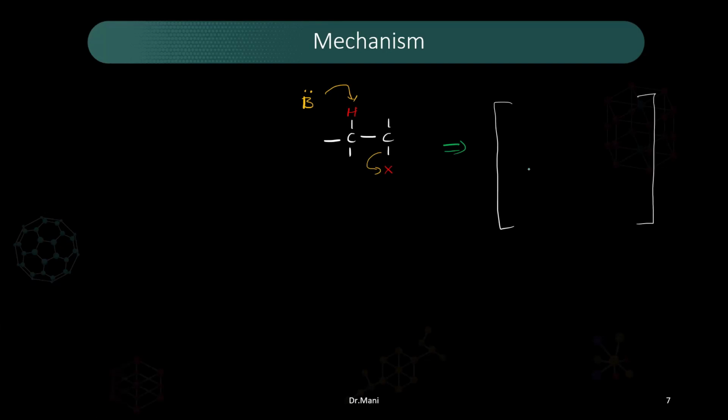There is a carbon that is breaking the bond with the halogen, and that is also breaking the bond with the hydrogen because the base is pulling this hydrogen. So as the bonds are breaking here, the carbon also needs to form the bond with the other carbon. So there is a double bond formation that will happen here.